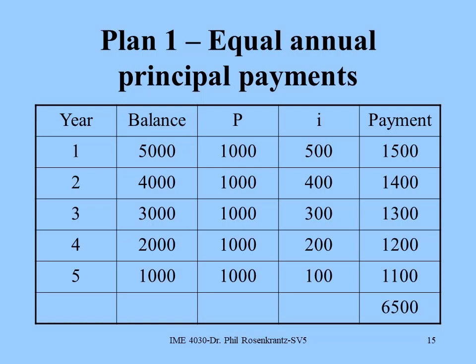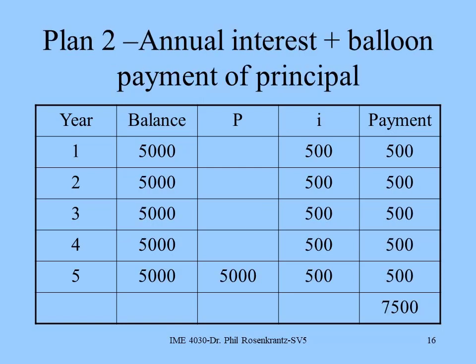Okay, let's go through the next ones, but maybe not quite as slowly. Plan 2 is where we don't pay any of the principal back until the end, but we're making interest payments. Well, because our balance stays high at $5,000, the annual interest is 10% of that, or $500 a year. So we make payments of $500 a year for the first 4 years, and then the last year we have principal and interest of $5,500. The total that we pay over the life of this loan is $7,500. You'll notice that there's $1,000 more than the previous plan, Plan 1.